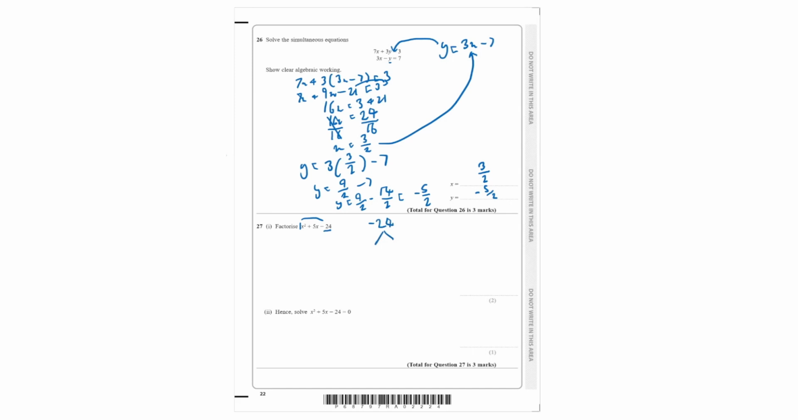Here I can see we have 8 and negative 3. When we multiply 8 and negative 3, we get negative 24. But 8 minus 3 equals 5. So we can try here x squared plus 8x minus 3x minus 24. Notice how 8x minus 3x is still equal to 5x. We haven't changed the equation, we're just rewriting it.